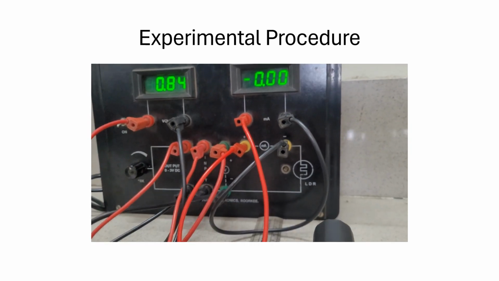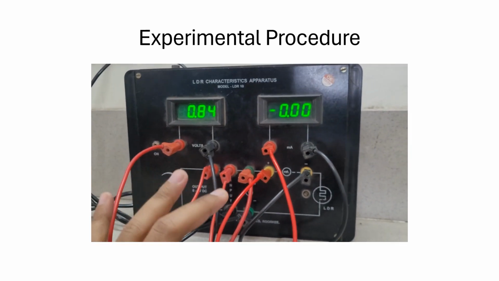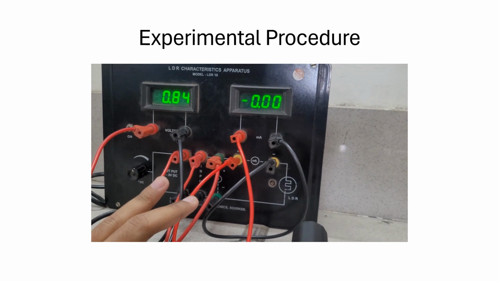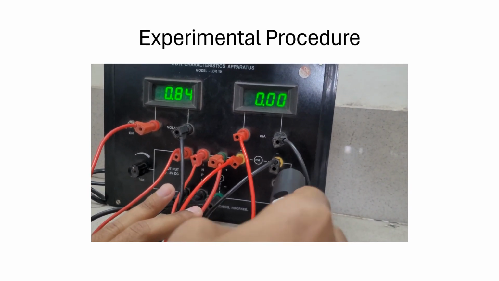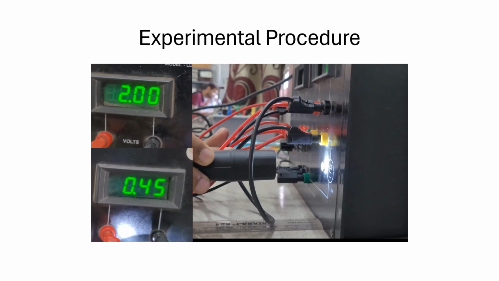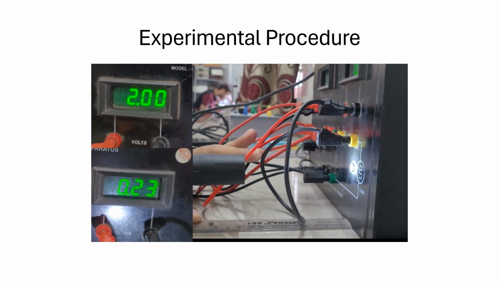Now let's see how the experiment is being done. We do it by varying the distance between the light source and the cadmium sulfide at a particular interval. We can see that as the distance is increased, the current through the circuit decreases.